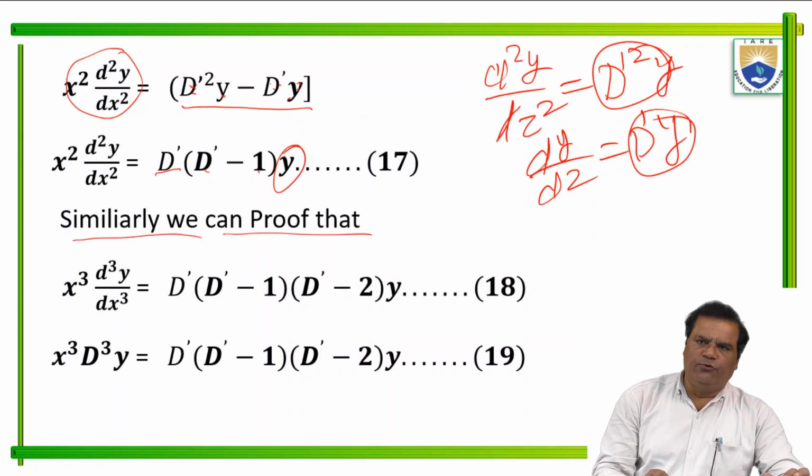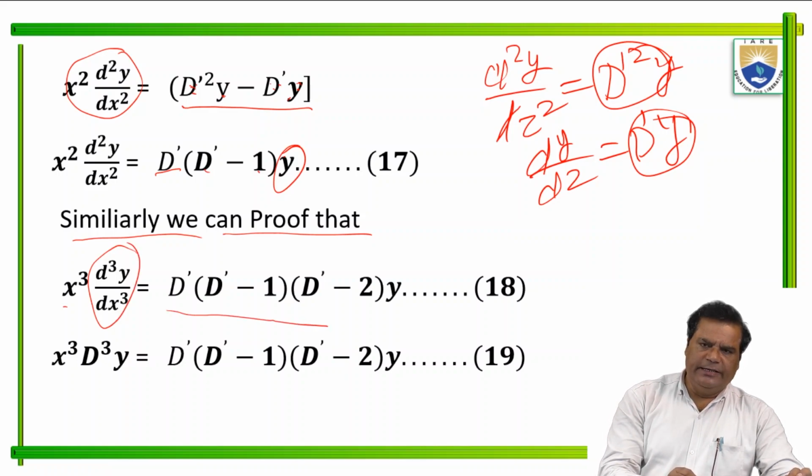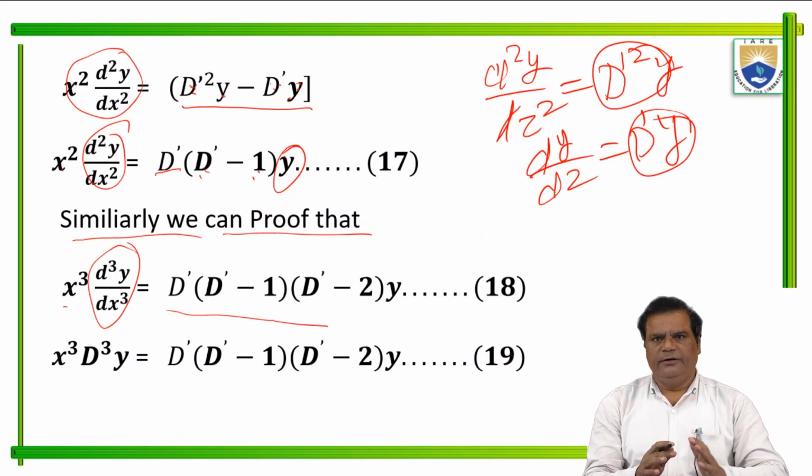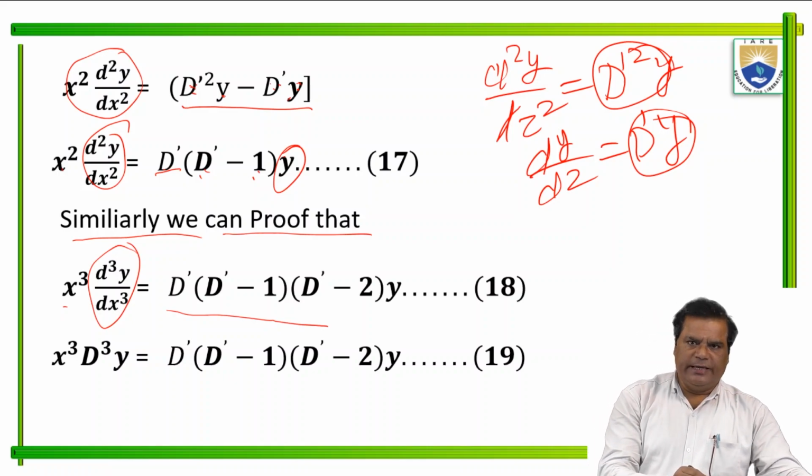Similarly, we can prove the other result. x cube d cube y over dx cube equals the same result. Here we get D dash minus 1. Here x square d2y by dx2. If in our question we see x square d2y by dx2, then we get the result D dash minus 1 into y.